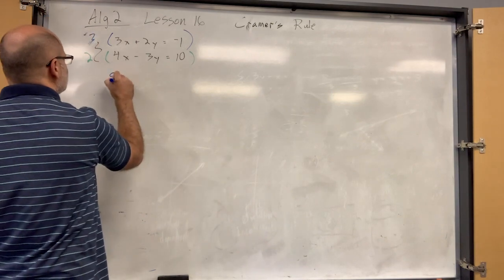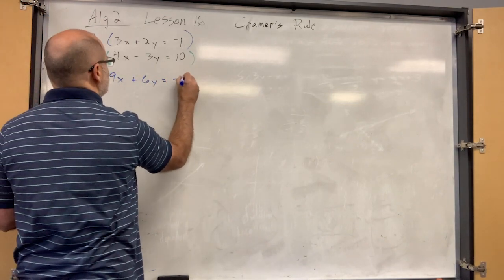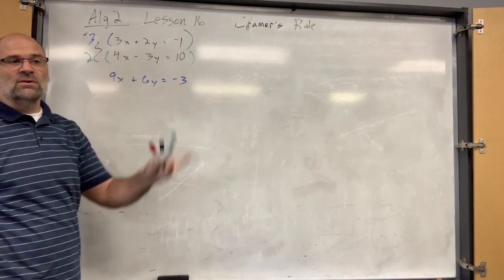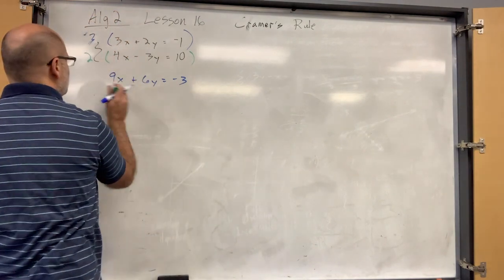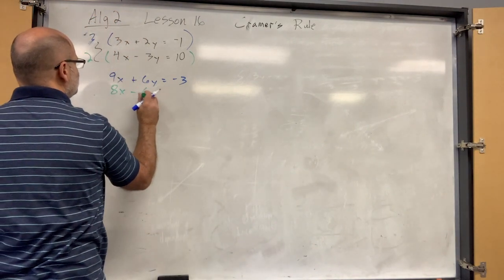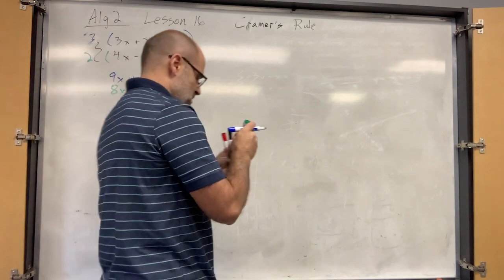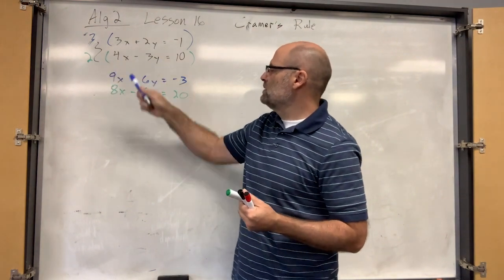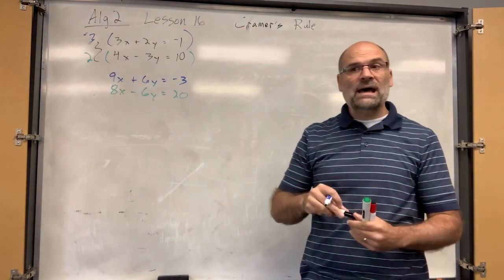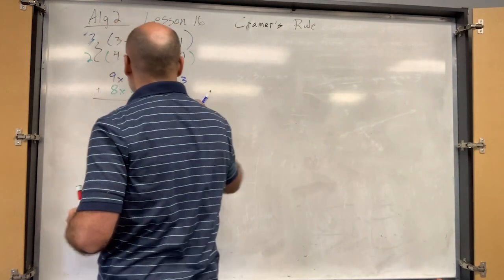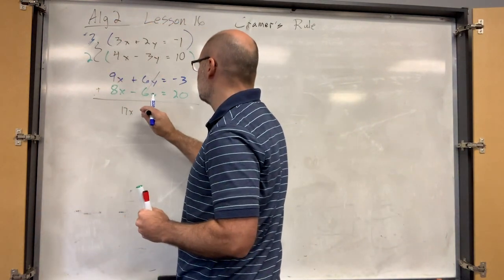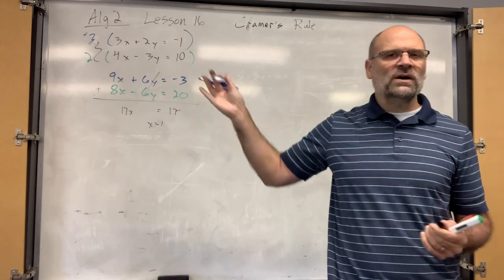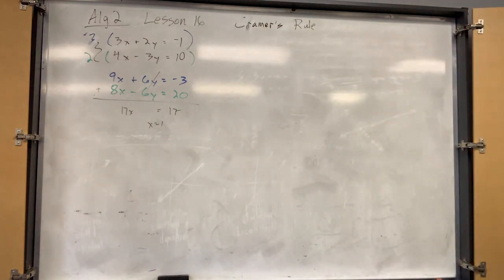I get 9x plus 6y equals -3. And that's perfectly legal, right? As long as you do it to both sides, you can multiply whatever you want. And then over here I get 8x minus 6y equals 20. It's 2 times 4, 2 times 3. Now when I add these together, those cancel, and I get 17x equals 17. So x equals 1, and then you can plug 1 in for x into one of those equations and find y and go from there.